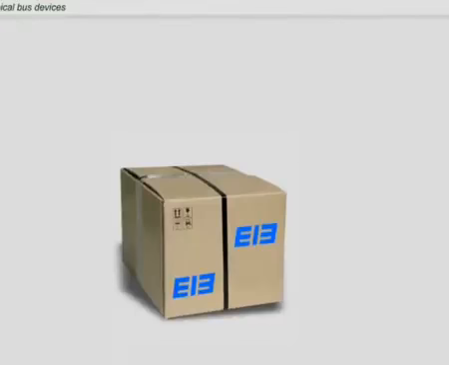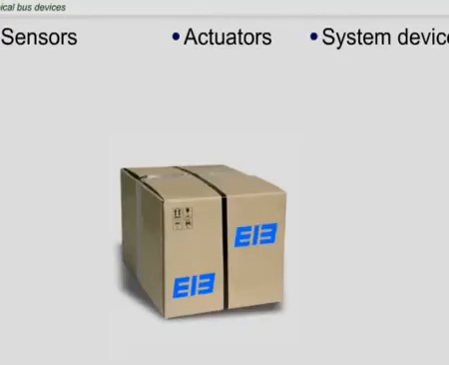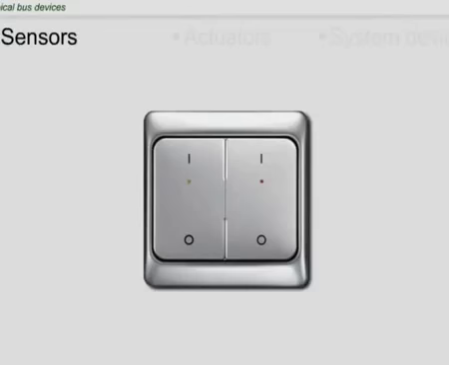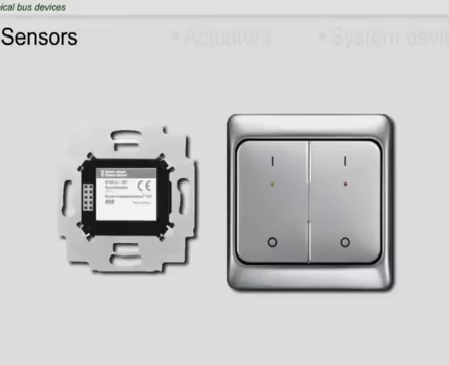The range of EIB devices is very large, but in principle, the devices can be divided into three categories. Tactile sensors are the most commonly used sensors. They offer a multitude of functions and can, for example, be used to operate lighting, shutters and blinds, central controllers, and group controllers. As an operating element, a tactile sensor is made up of two parts. It comprises the tactile sensor and a built-in bus coupler.